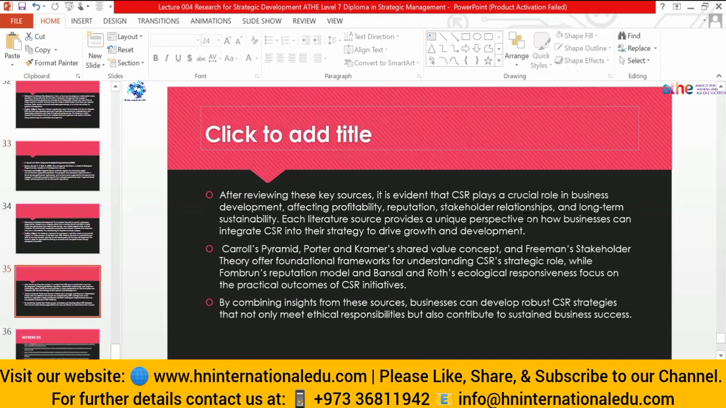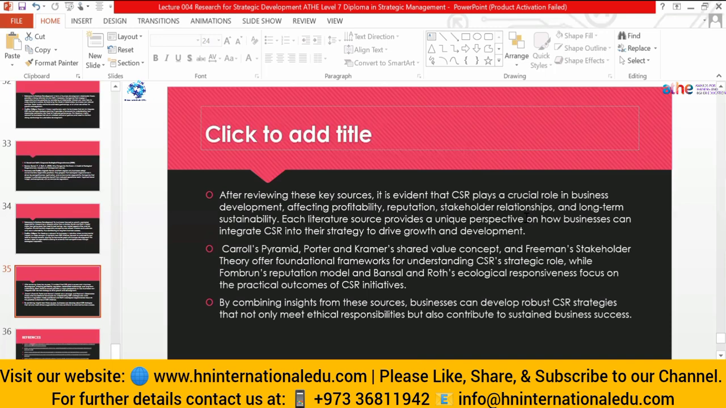After reviewing these key sources, it is evident that CSR plays a crucial role in the business development, affecting profitability, reputation, stakeholder relationships, and long-term sustainability. Now, the whole topic was only about the CSR and business development relation. Now, how I split it into my whole LO1. First, I talked about profit, then the goodwill, then what actually the stakeholders' relationships are, the ones which own the whole organization, and whether it is backed by the long-term sustainability or not.